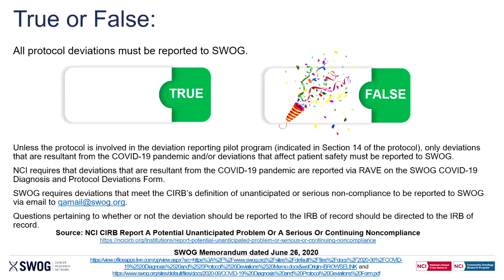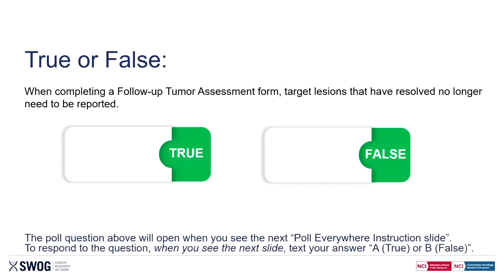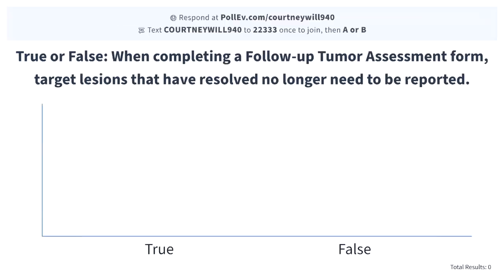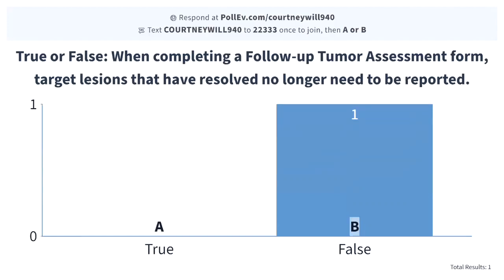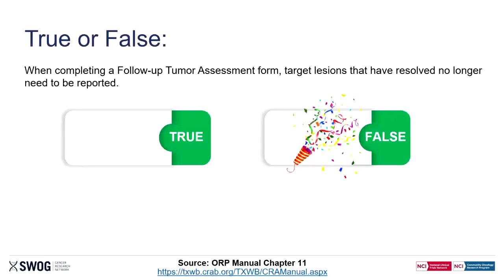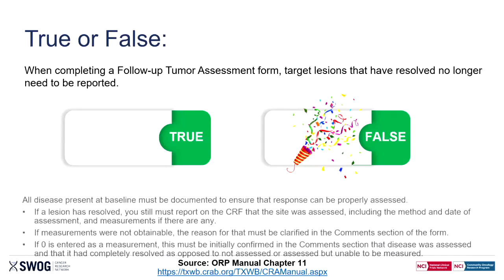It's super false, super false. True or false? When completing a follow-up tumor assessment form, target lesions that have resolved no longer need to be reported. That's short and sweet. I don't think we're going to trick anybody here. Sorry to cut your voting off early, but of course the answer is obviously false. And none of you are going to think that's true.